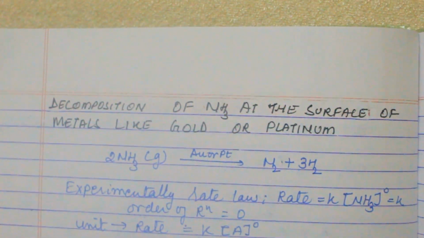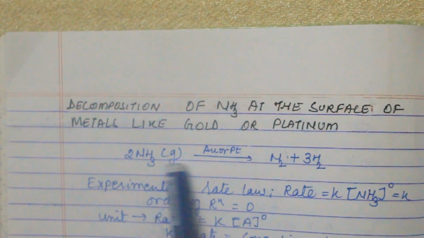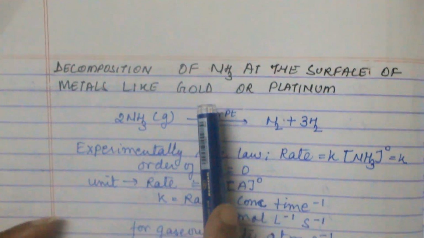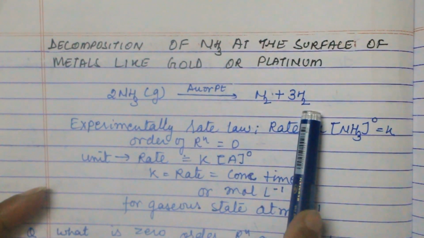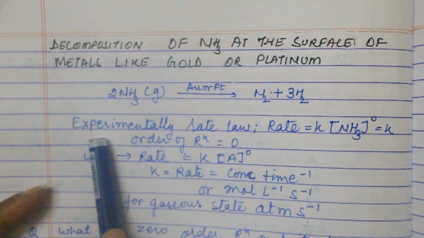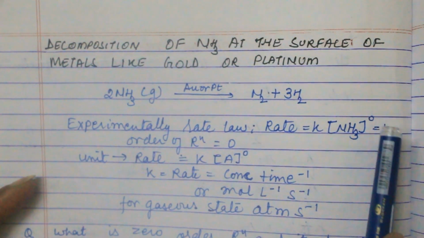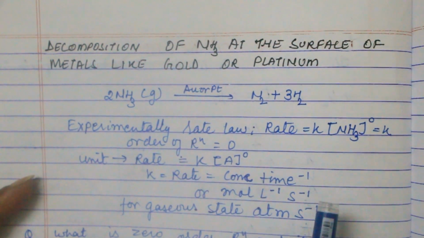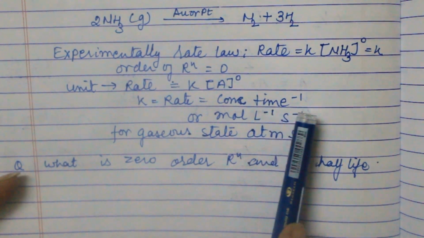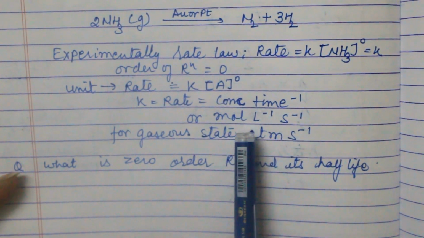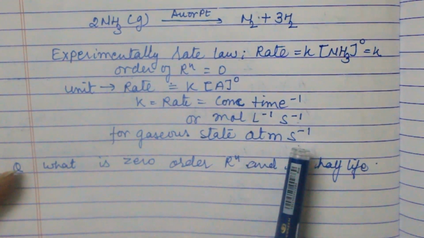Next is the decomposition of NH3 at the surface of metals like gold and platinum. Ammonia at the surface of gold and platinum gives N2 and 3 molecules of H2. Experimentally the rate is equal to k[NH3]^0, that is k, so the order of the reaction is 0. The unit is concentration per time, mole per liter per second, and in the gaseous state, atmosphere per second.